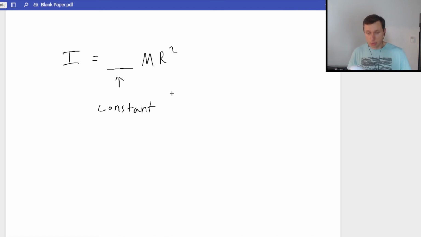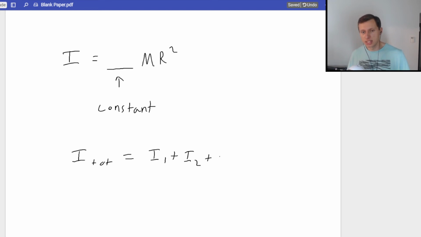Now, there's one more thing I want to say about moment of inertia, and that is if you want to find the total moment of inertia, in other words, if you have multiple objects and you want to find the total, I total, the total moment of inertia is equal to I1 plus I2 plus ... however many objects you have. And we're going to be looking at an example today where you have two objects, and we're going to be adding the individual moments of inertia together to get the total.